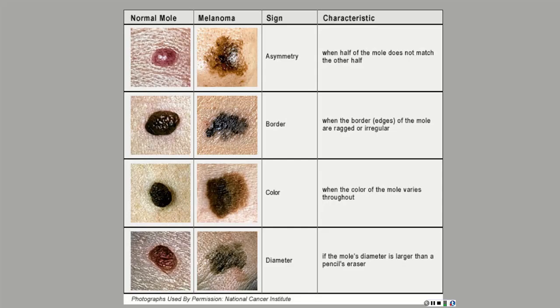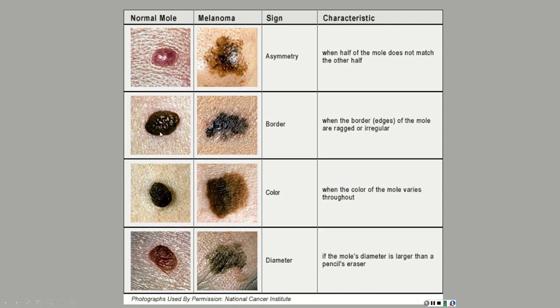So how do you know if a cancer is problematic? Well, what we see here is something called the ABCD rule. The ABCD rule is what we have right here in the middle: asymmetry, border, color, and diameter. Asymmetry is when one half of the mole looks different than the other half. So if it's a normal mole, it should be pretty much the same throughout. But if it's some sort of skin cancer like a melanoma, one side will probably look different from the other side.